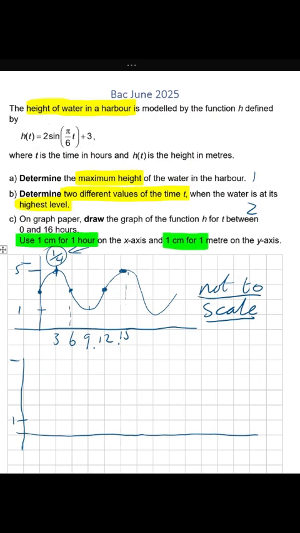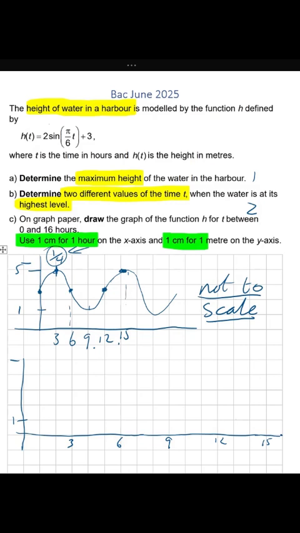And then what we're going to have is this is going to be my 3 hours. Then this is going to be 6. This is going to be 9. This is going to be 12. This is going to be 15. And I'm going to see where I finish up right at the end over there.